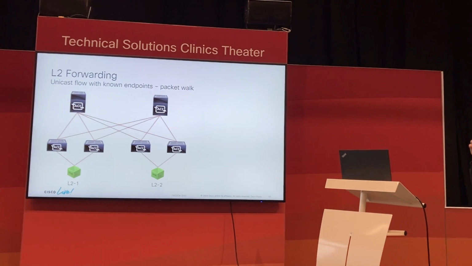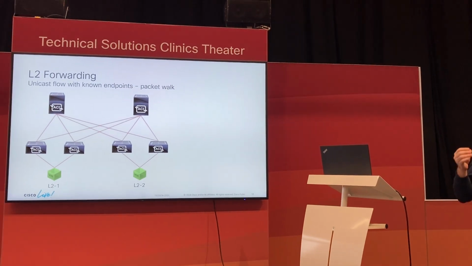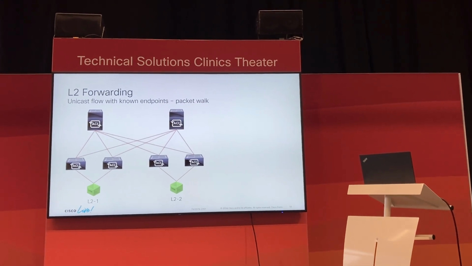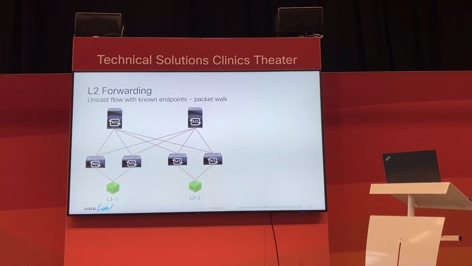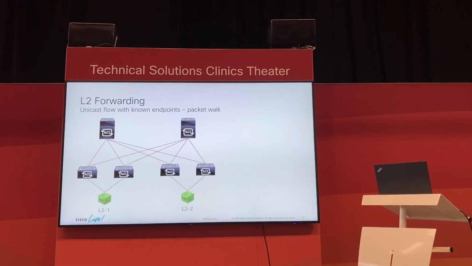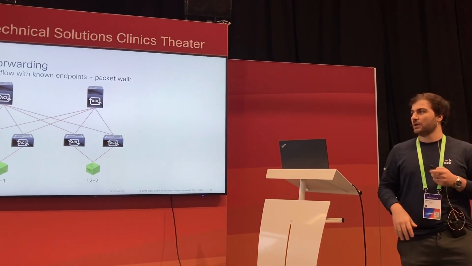Scenario with known endpoints. When I say known or unknown endpoints, it's from the leaf perspective, more specifically the ingress leaf perspective. Do we have any knowledge about the destination? Do we know where the destination is in the fabric? In this scenario, we have known endpoints, so the ingress leaf will have this knowledge.